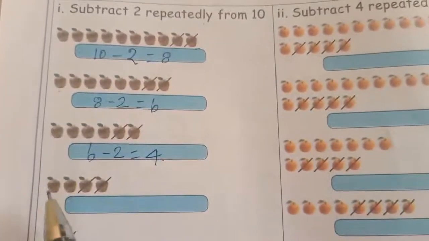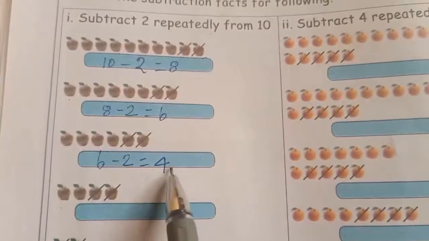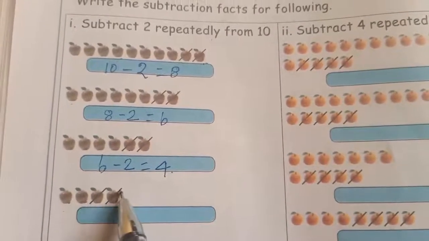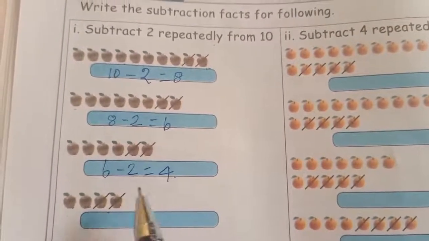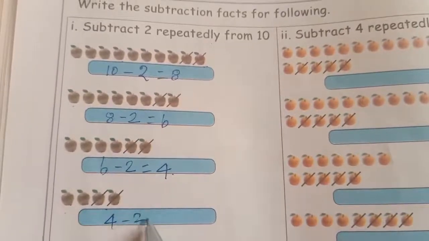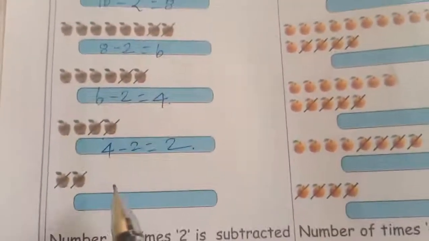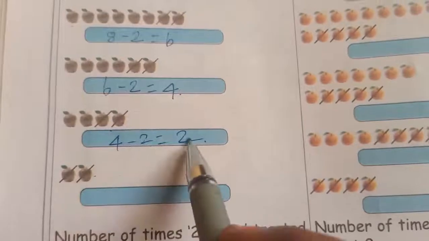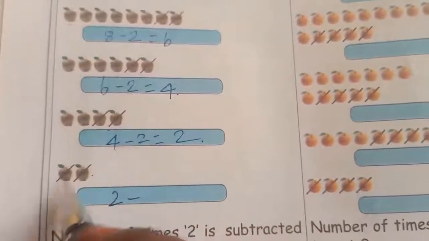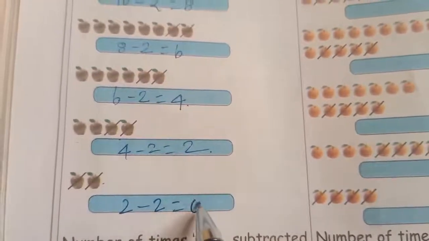Okay, next 1 2 3 4. The remainder is 4. From that 4, how many are we subtracting? Repeatedly we are subtracting 2. So 4 minus 2 is equal to 2. See the next step, final 2. From this 2 we are subtracting again 2, which is equal to 0.